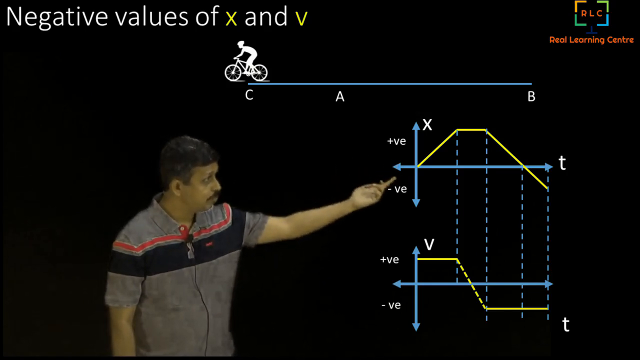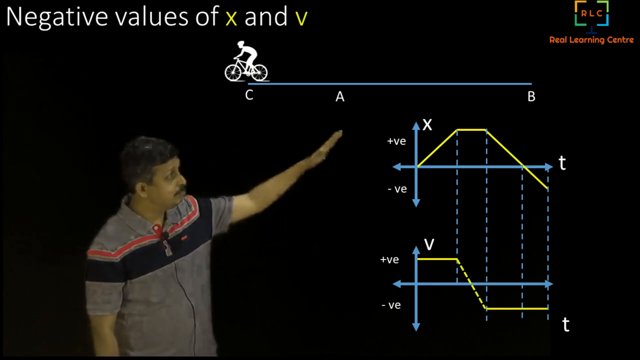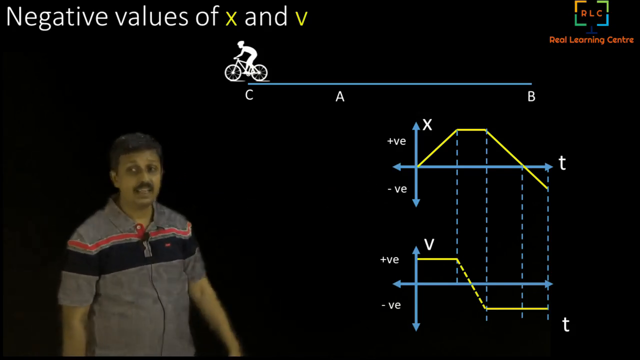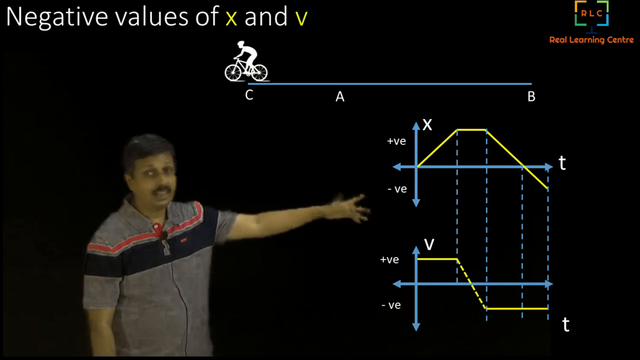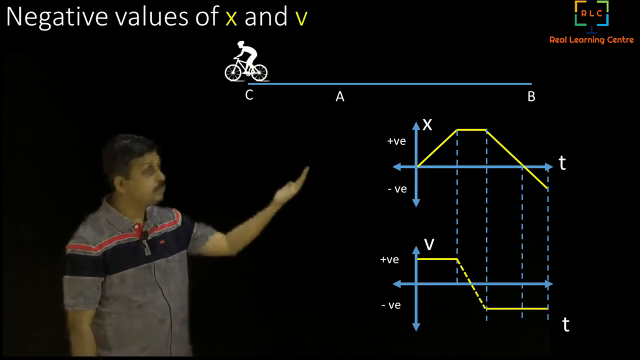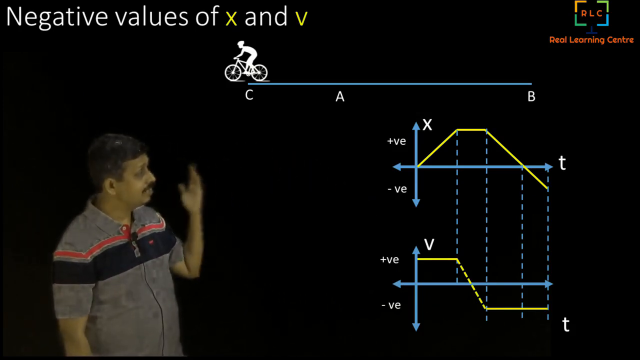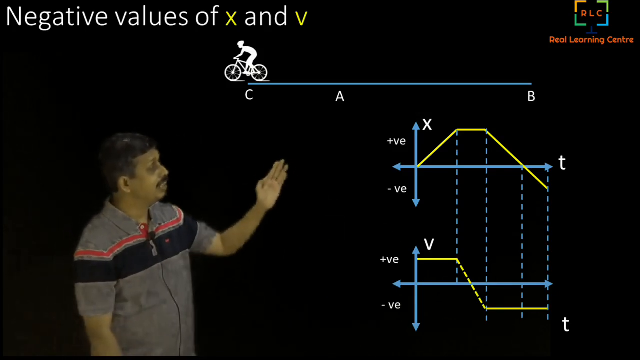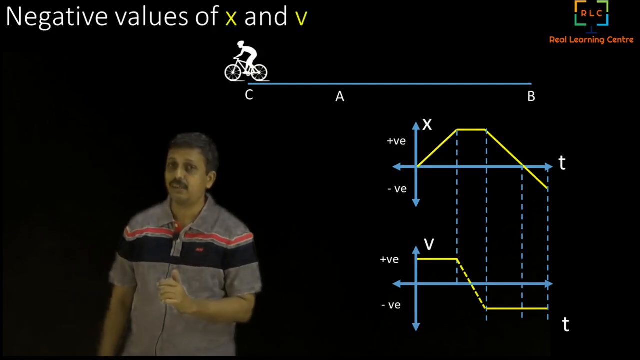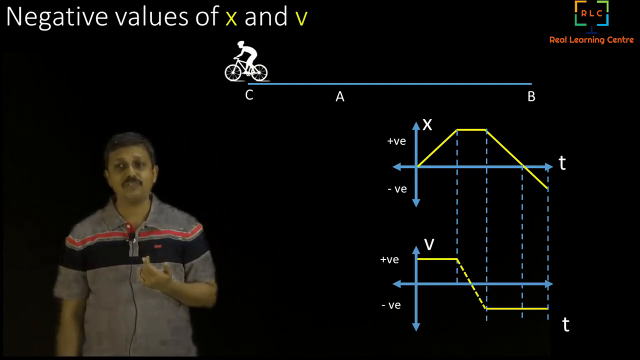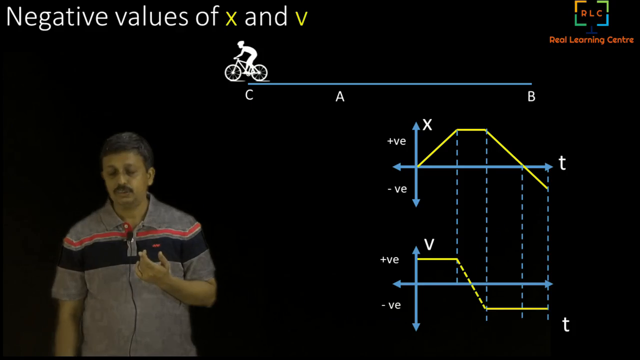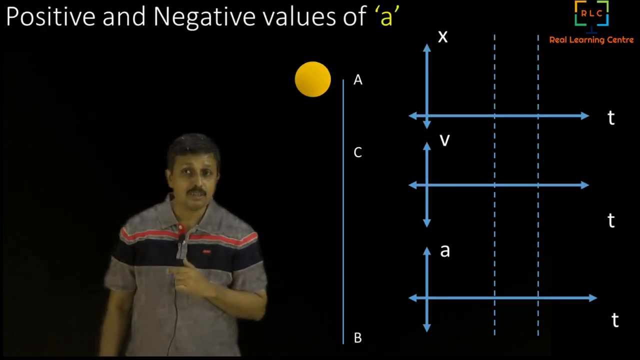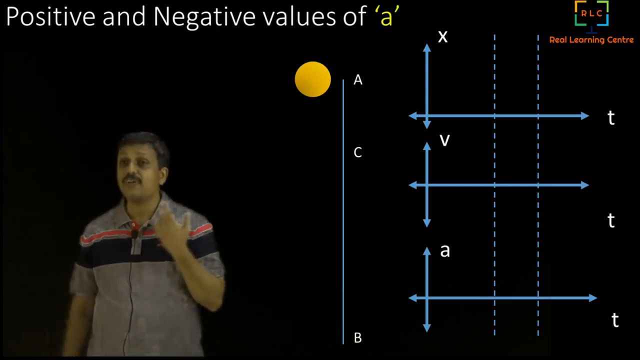As long as he is moving from B to A, the x value is still positive, but displacement is coming down, coming down, coming down. When he reaches A, displacement becomes 0, and then he keeps moving, so his displacement becomes negative. By the time he reaches C, the displacement is completely negative. So this is how the x-t and v-t graphs look when you take some negative values of x and v. Once you understand this, now we'll go forward and understand what the positive and negative values of a mean.